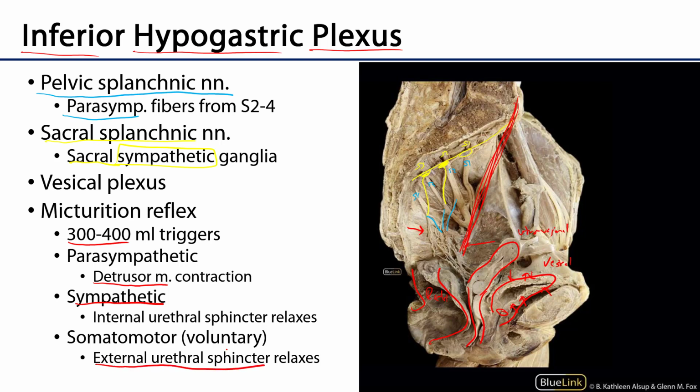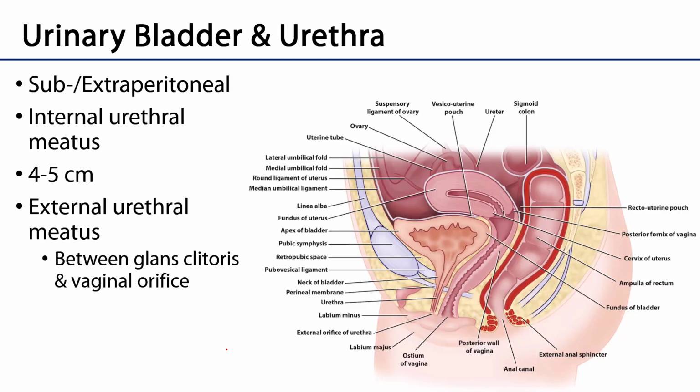That external urethral sphincter is in most adults under voluntary control, and so an individual can choose to relax the external urethral sphincter, and then urination is complete. Now let's take a look at the urinary bladders and urethrae of various individuals.